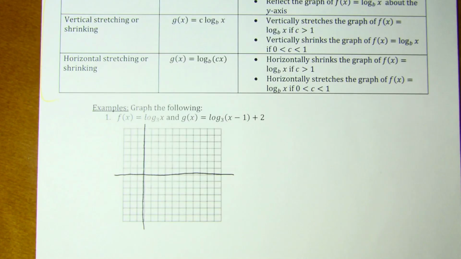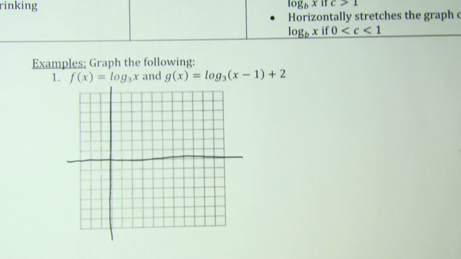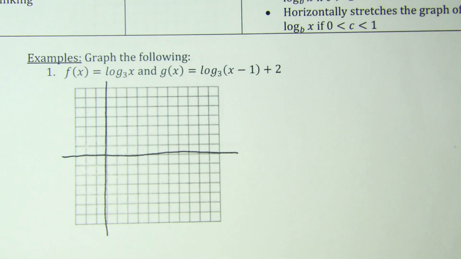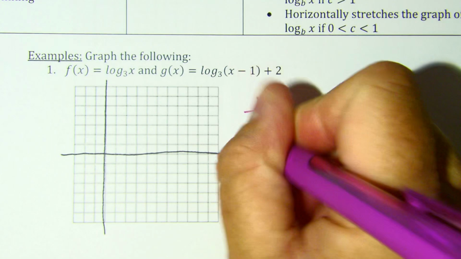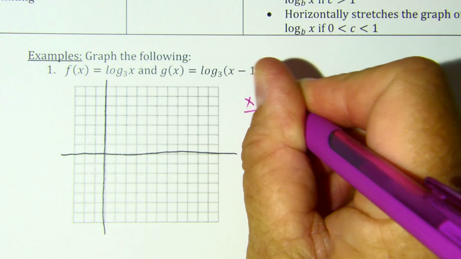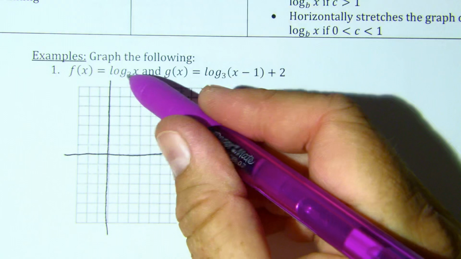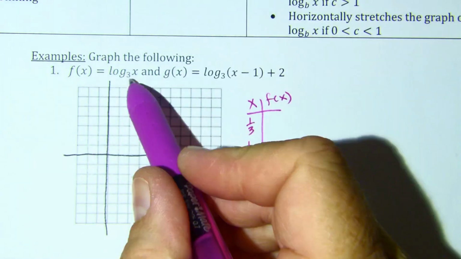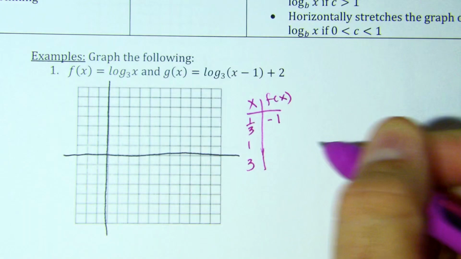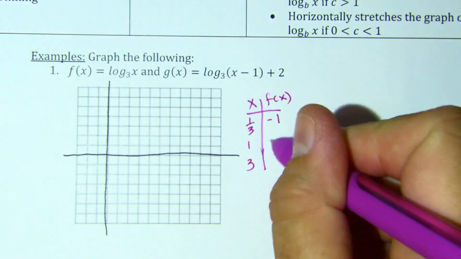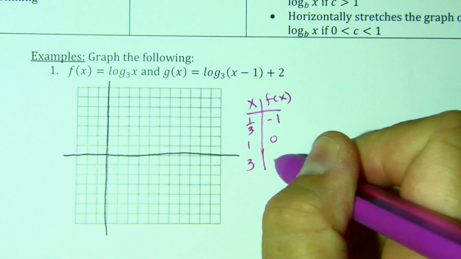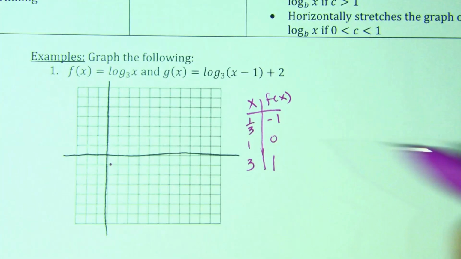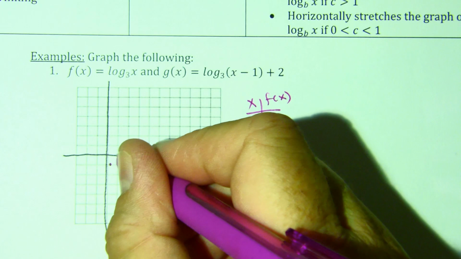So let's do some examples here. So we have log base 3 of x, which we just graphed on the previous page. And so if my base is 3, I'm going to use 1/3, 1, and 3. Plugging in 1/3 is going to give me negative 1. Plugging in 1 is going to give me 0. Plugging in 3 is going to give me 1. So 1/3, negative 1. 1, 0, and 3, 1.